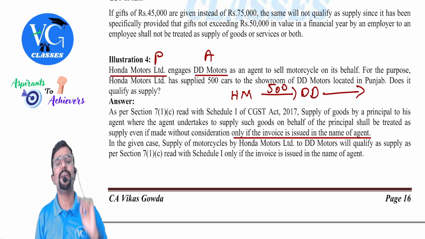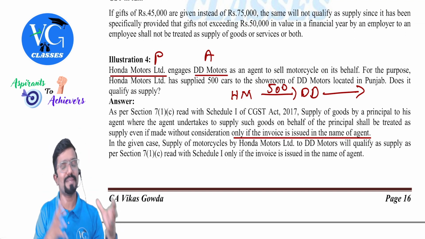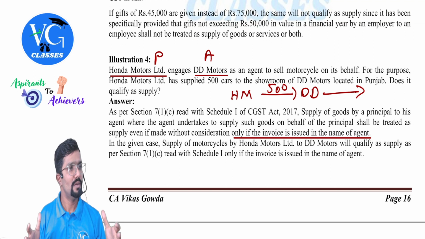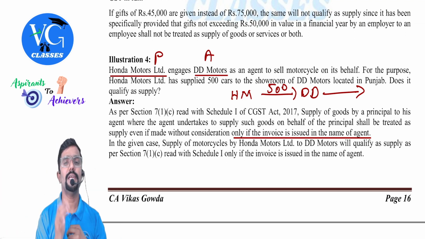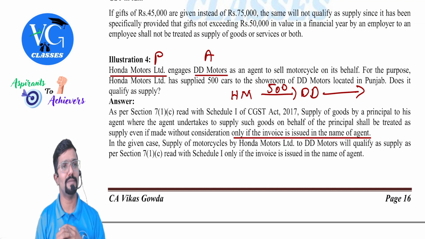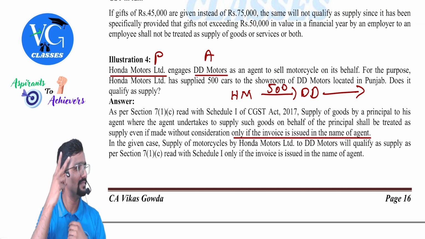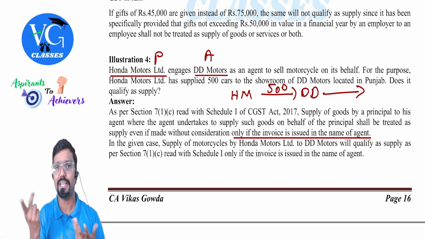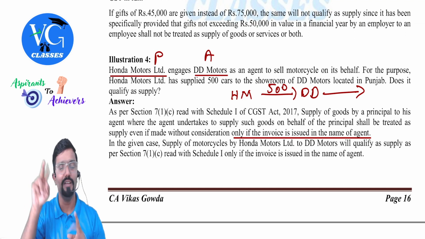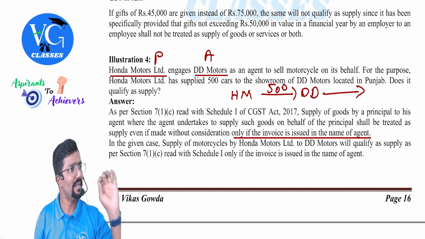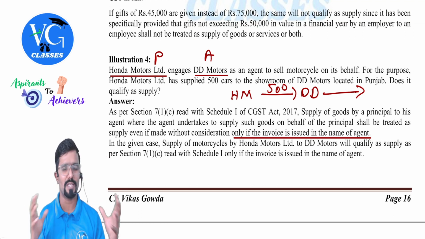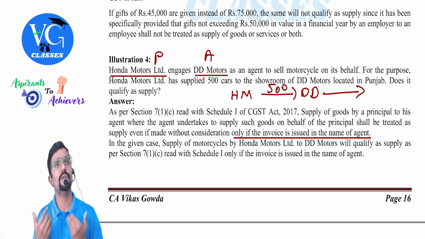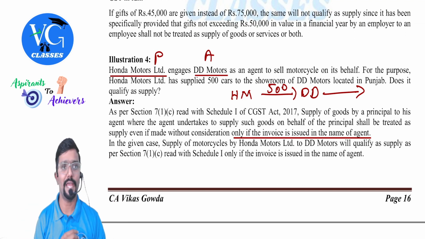Para 1. Coming to 2: supply between related persons or distinct persons in the course or furtherance of business without consideration. Guys, related person or distinct person means at least 2 people should be there. Only then will we call them related or distinct. At least 2 registrations or at least 2 parties. Agree. So para 2. Then coming to para 3: supply of goods or services between principal and agent if the invoice is issued in the name of the agent.